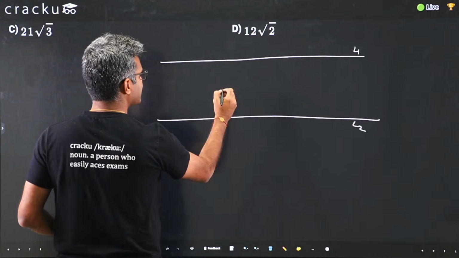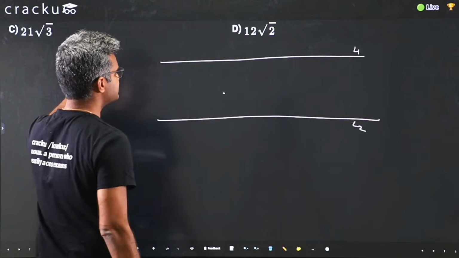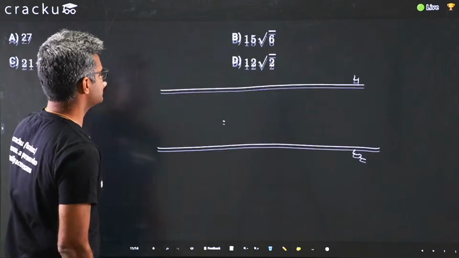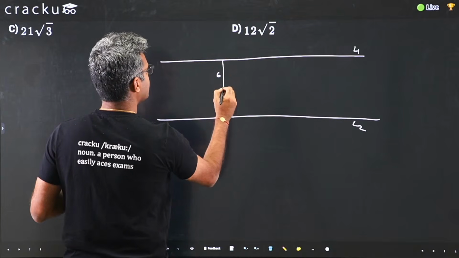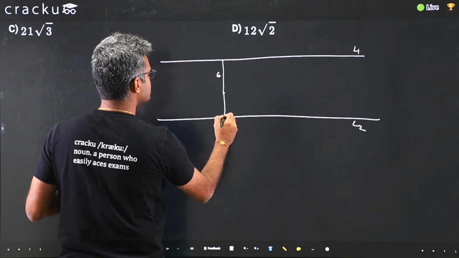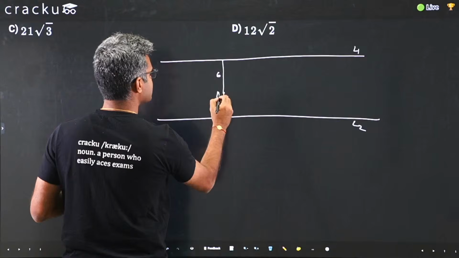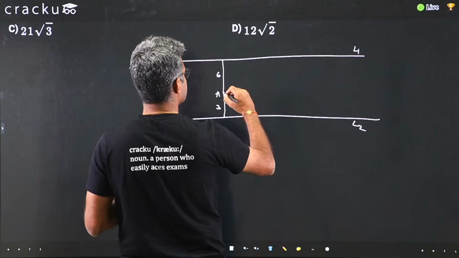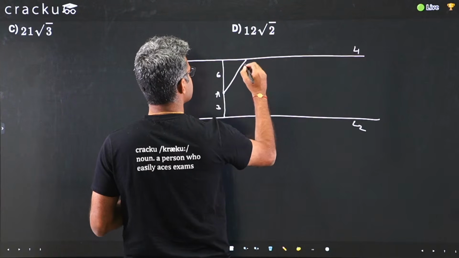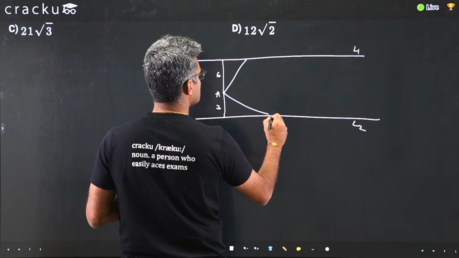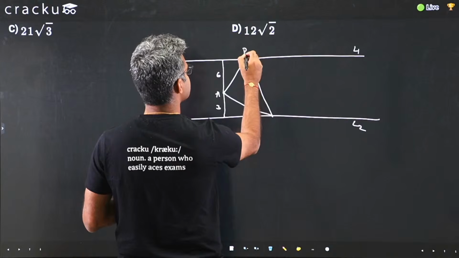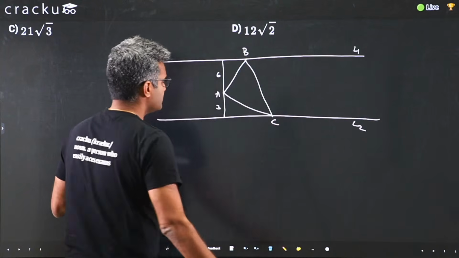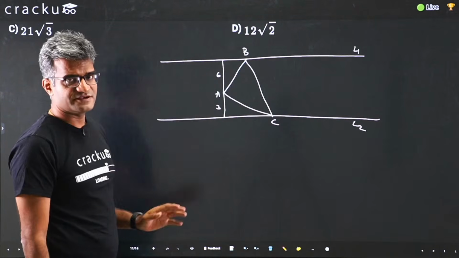There is a point A over here. Its distance from L1 is 6 units and its distance from L2 is 3 units. This is A. Then we have 2 points B and C. This is A, B, and this is C, and this is an equilateral triangle. We are required to calculate the area of this equilateral triangle.